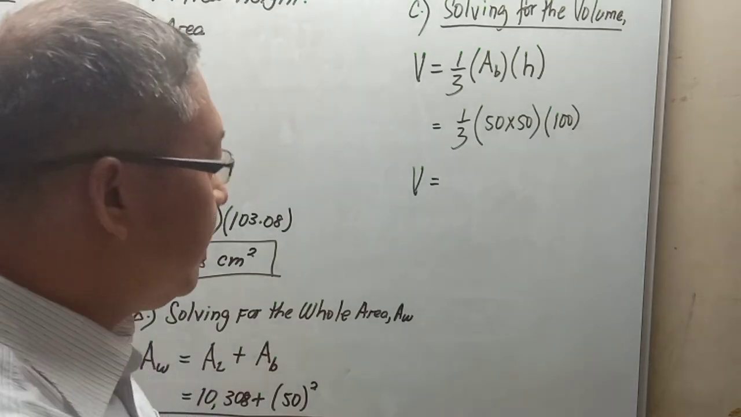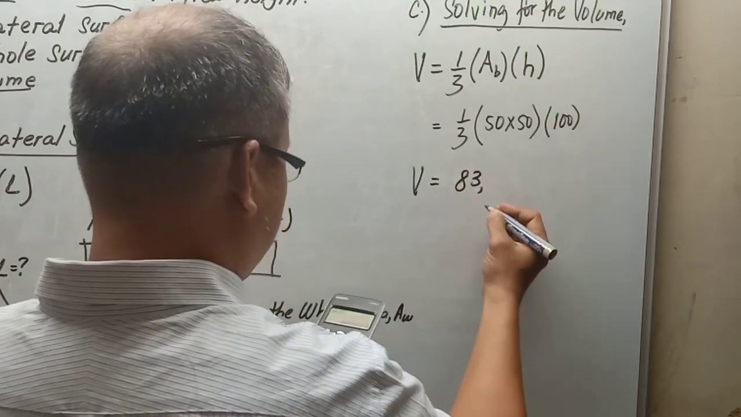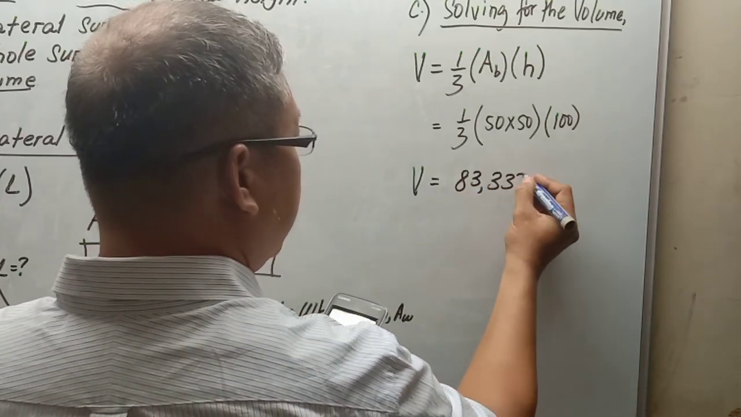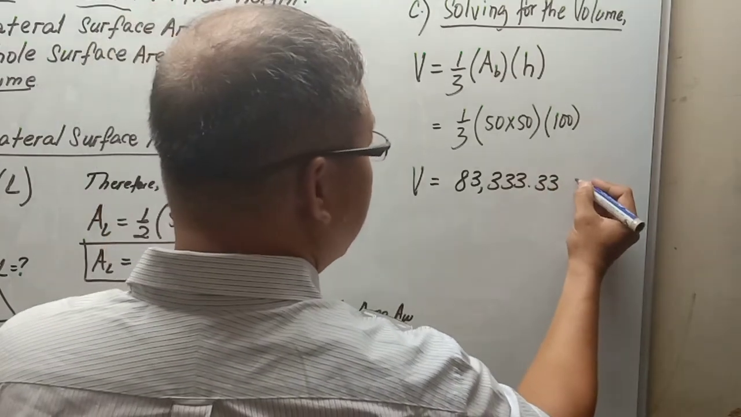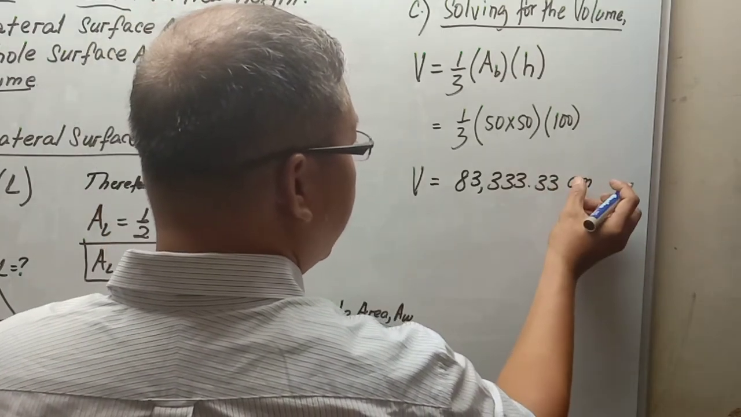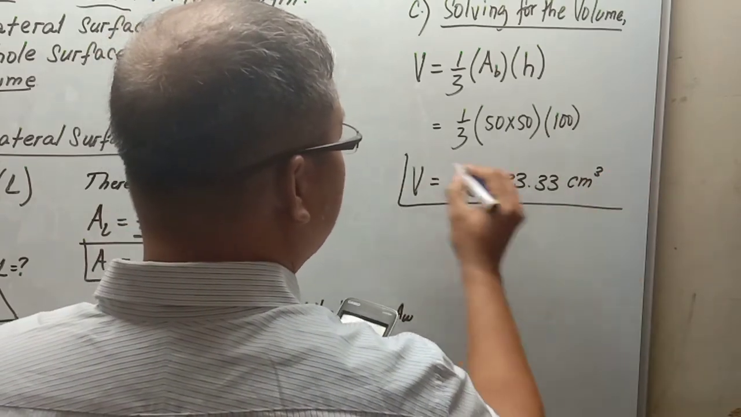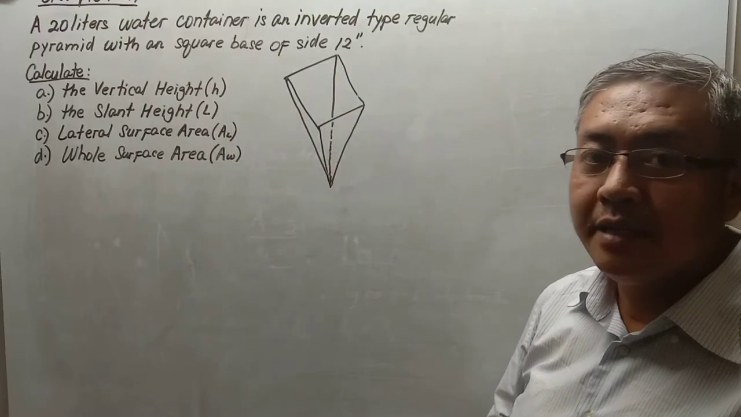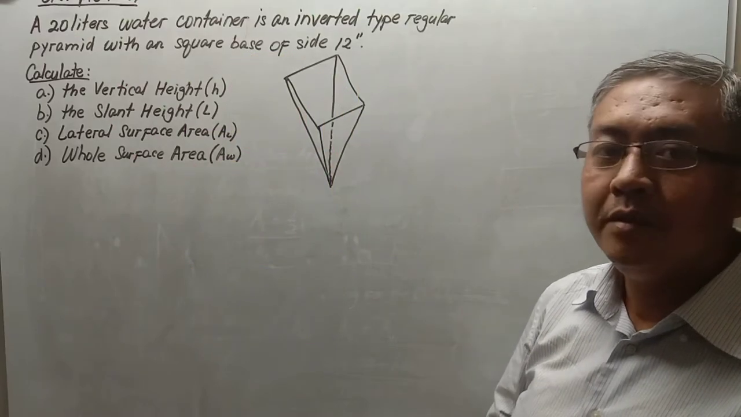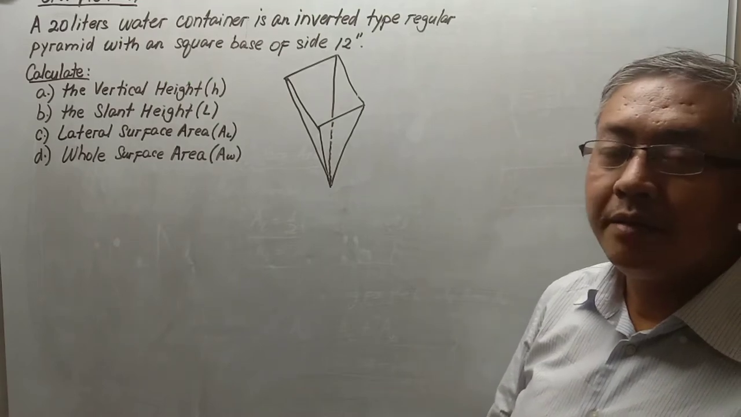Okay, guys, so there are 83,333.33 cubic centimeters. Okay? Cubic centimeters. So this is the final answer for the volume of a pyramid. Now I have here another example, problem number 2, related to a regular pyramid, okay?